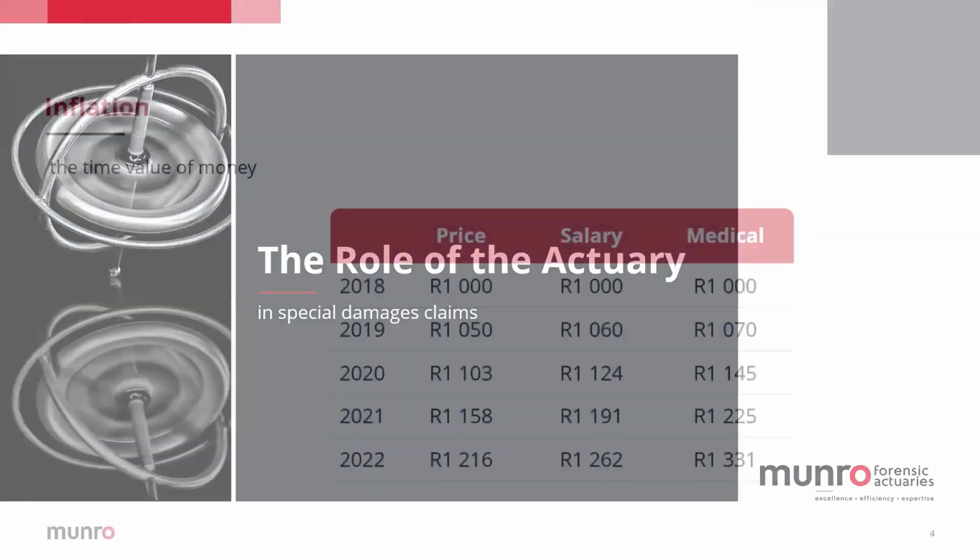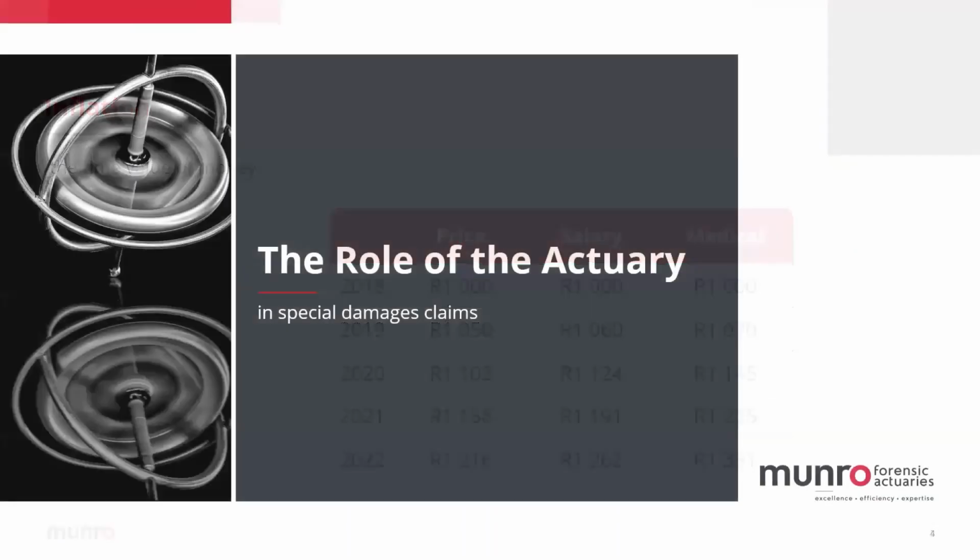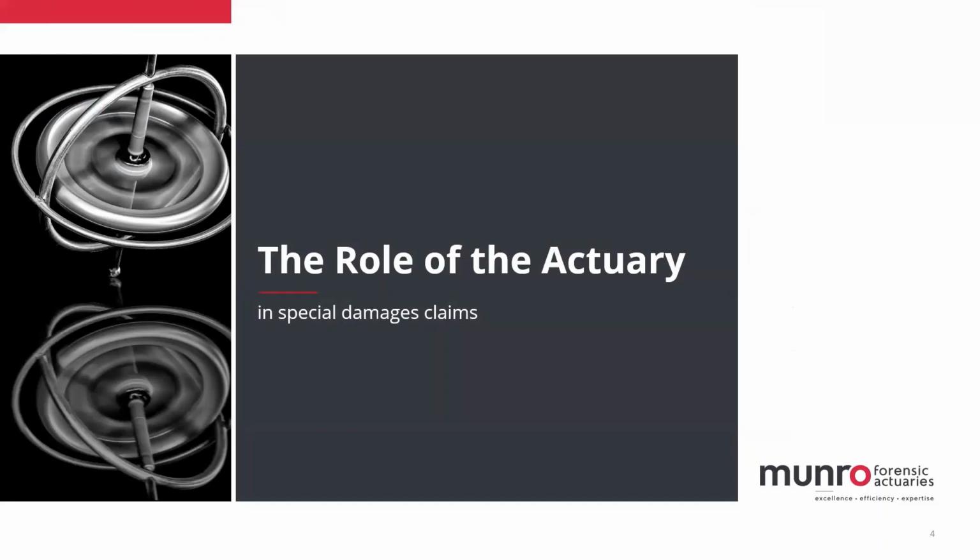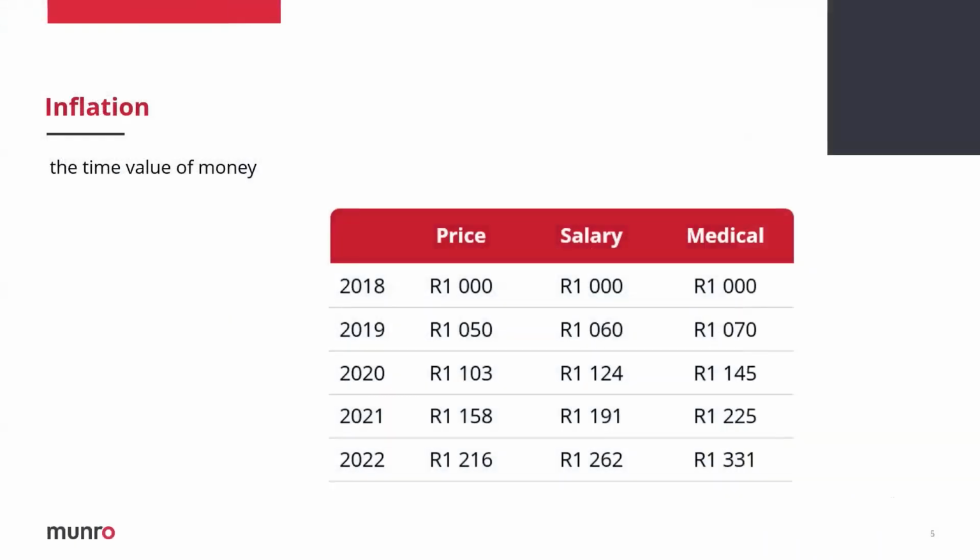So basically, we deal with loss of earnings, loss of support, and future cost. In particular today, I'll just be looking at future costs. And with future cost, we have inflation.